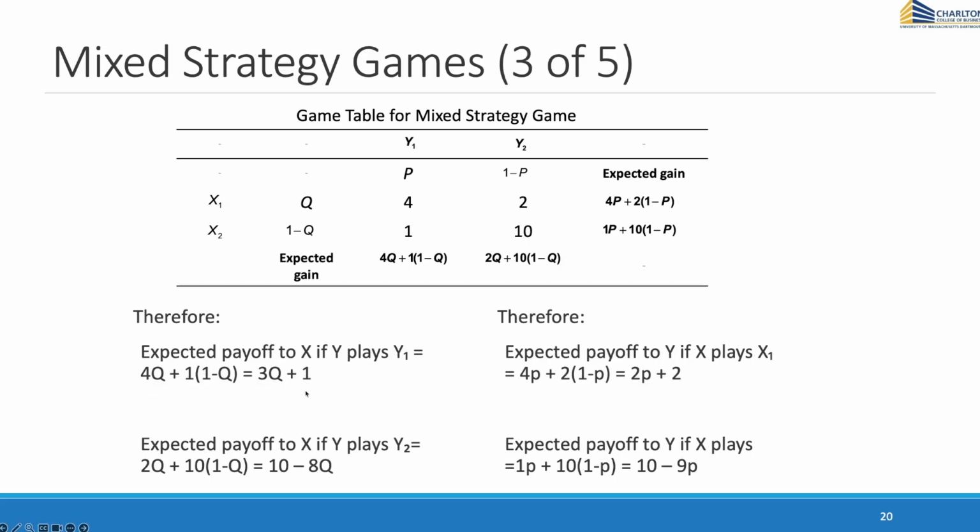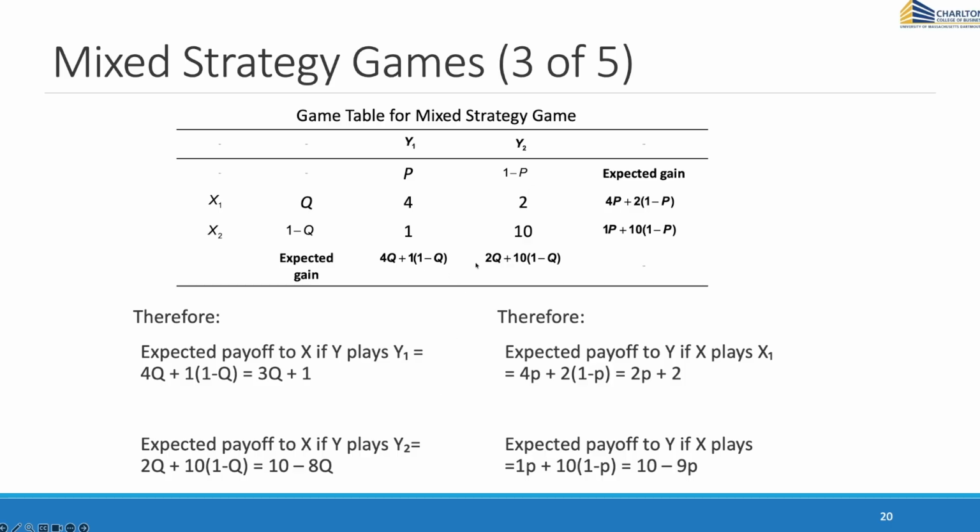Now, we want to make sure that the expected gain for the two choices for player X is equal, and the expected loss for player Y is also equal. With that logic, we can calculate the percentage of the time that player X should select X1 and the percentage of the time that player X should select X2. Same thing, we want to know the percentage of the time that player Y should choose Y1 and the percentage of the time that player Y should choose Y2.